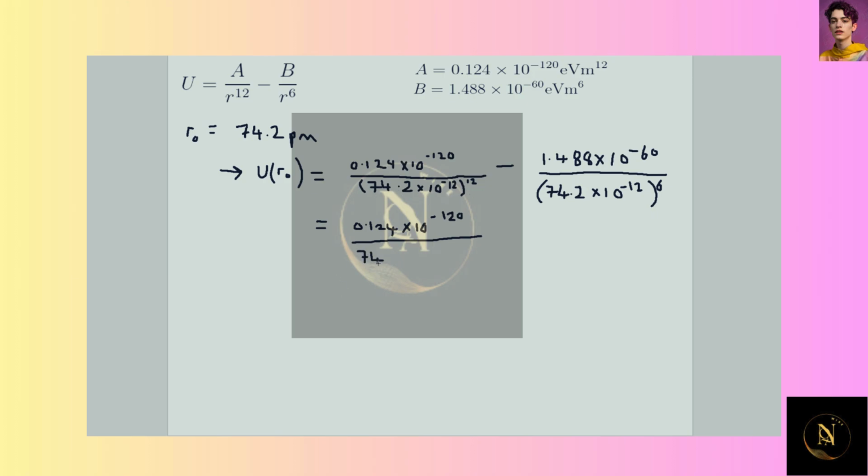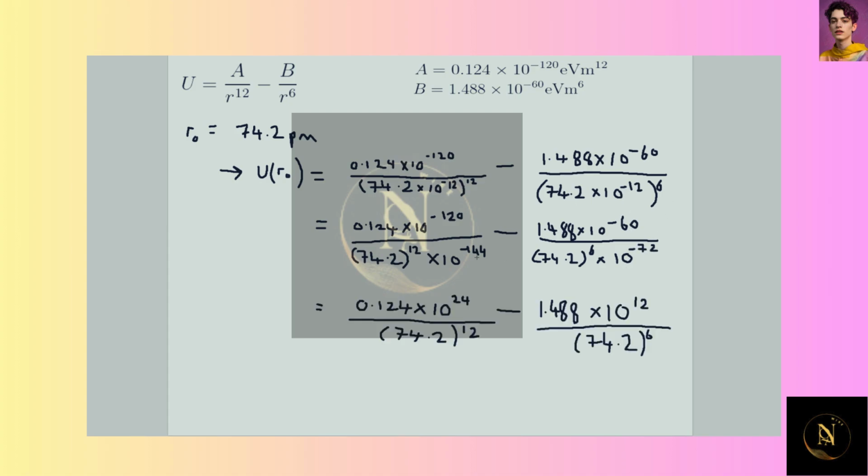So that's 74.2 to the power of 12 times 10 to the minus 12 times 12, which is minus 144, minus our value for B over 74.2 to the 6 times 10 to the minus 12 times 6, which is minus 72. Taking our powers of 10 on the denominator up to the numerator, we end up with this expression, which is much more manageable for a calculator to determine.